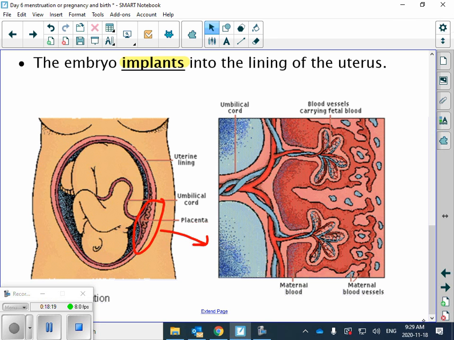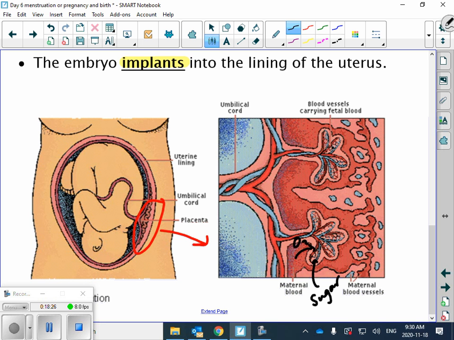So things like oxygen and sugar are going to diffuse in, and things like carbon dioxide and waste will diffuse out and be taken away by the mother. Okay? Any questions on that?